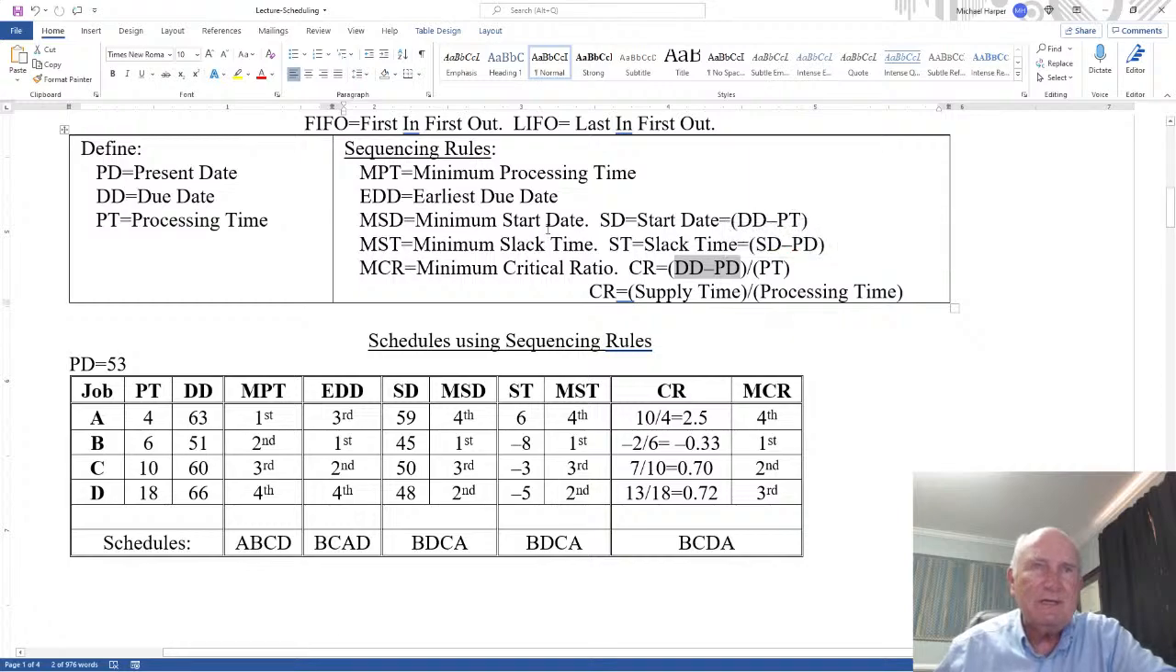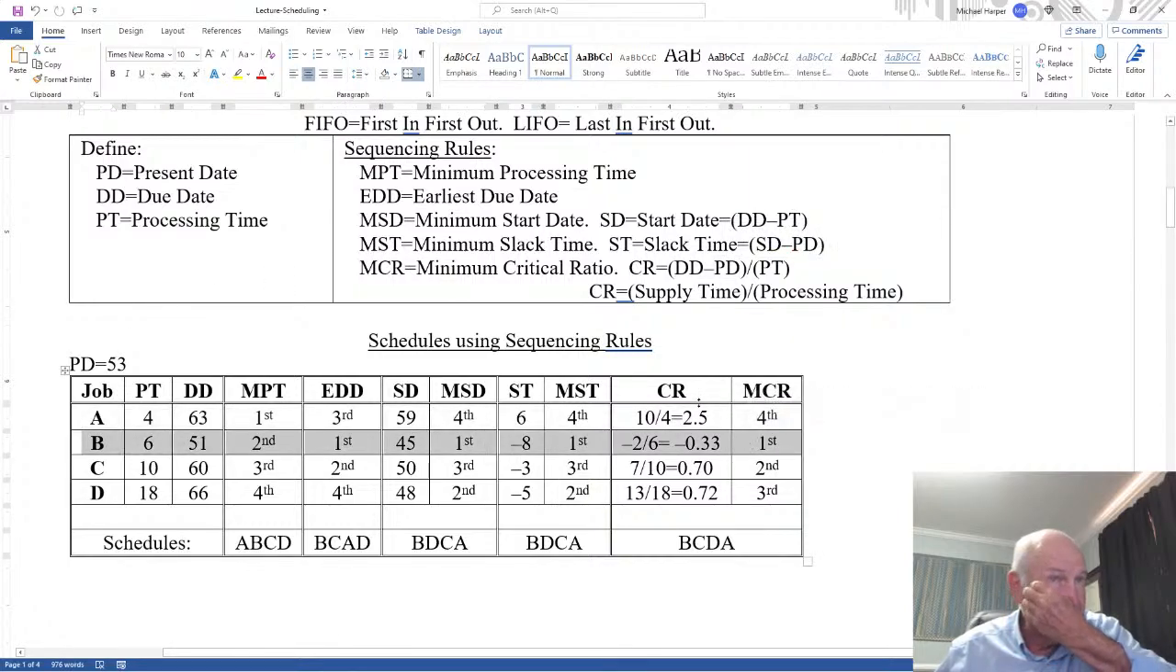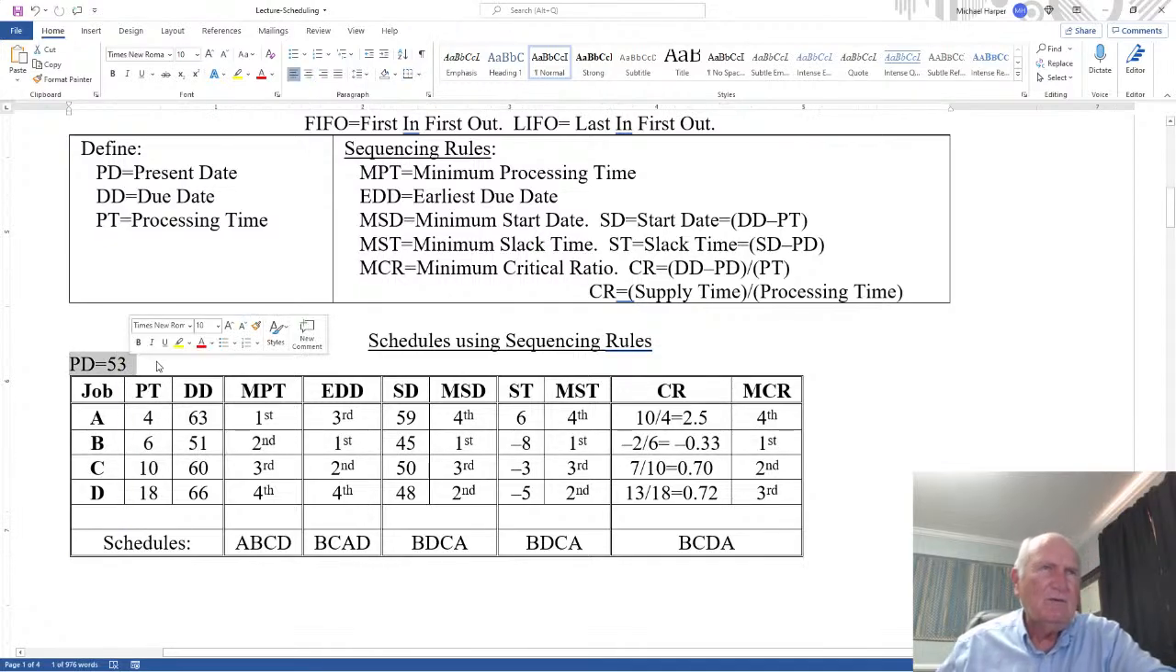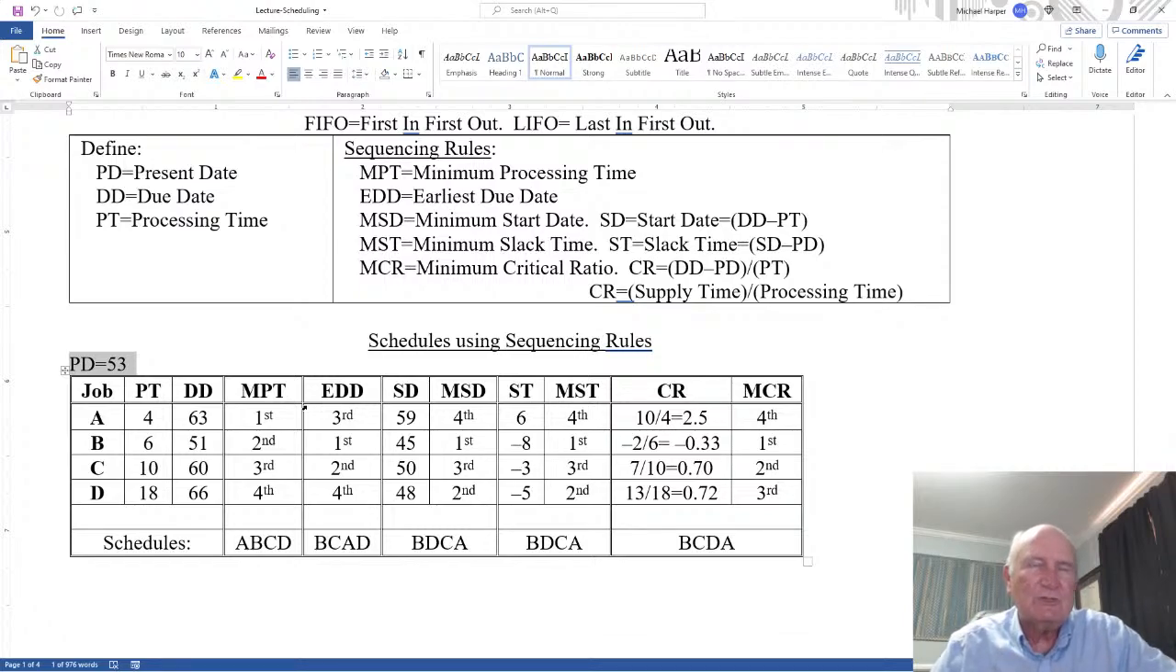But notice activity B that I introduced. The due date is 51. The present date is 53. Some people have asked, how can you have a present date of 53 when it was due 2 days ago? Well, that's pretty common. It says, oh, here's a job. When's it due? It was due yesterday. Oh, am I just getting it today?